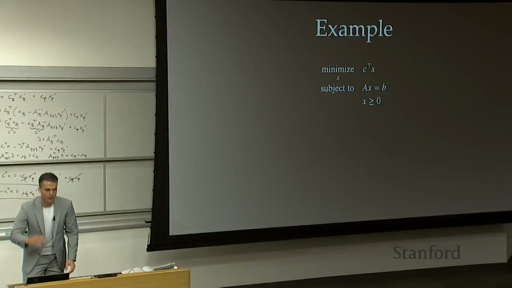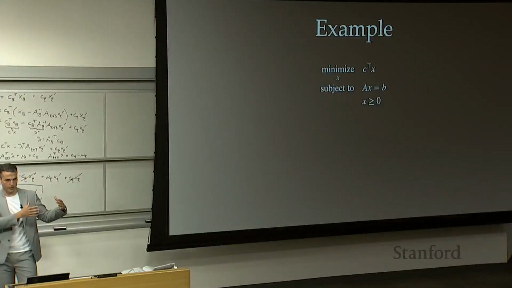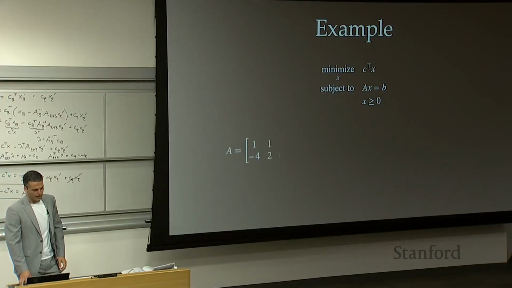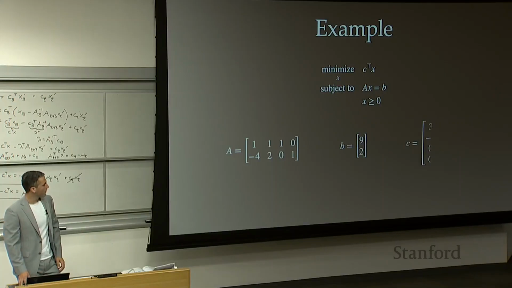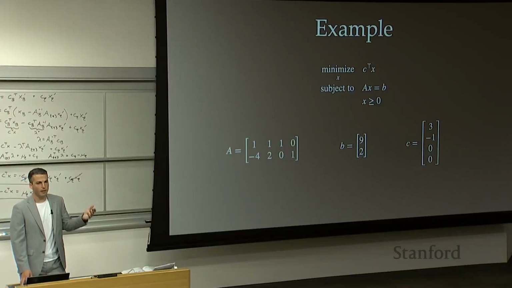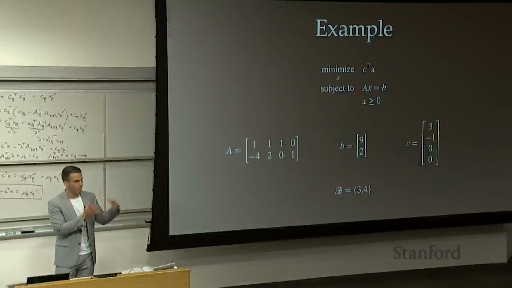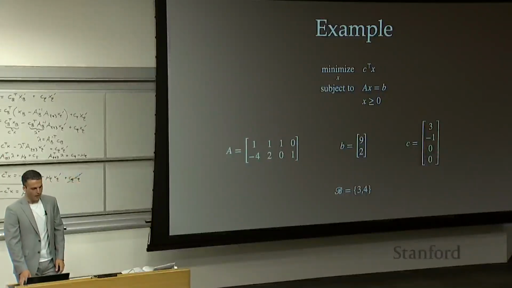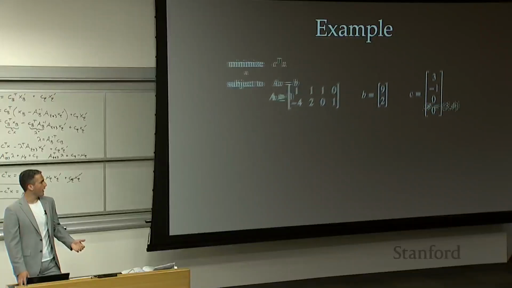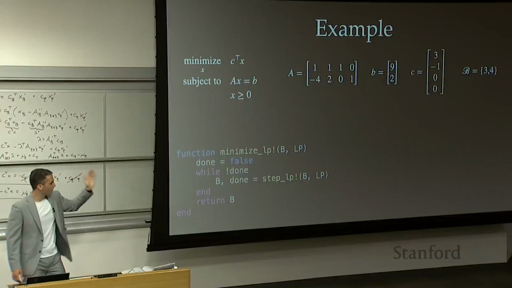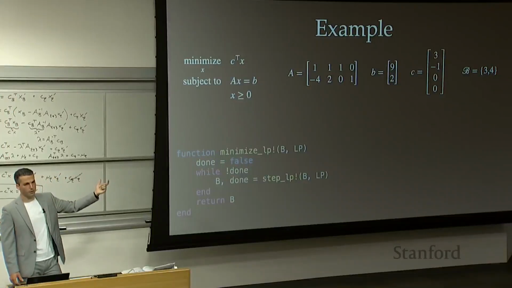Okay, so I think the best way to see this all put together is through an actual example. Again, we're working in this equality form. Let's say that our A, B, and C values are given by these matrices and vectors, and let's say that we have some initial basis, which is 3, 4. In the next phase, we're actually going to have to solve for this, but right now we're just given it. So how this is going to work in the code is we're first going to enter this minimize LP function. The exclamation mark here is Julia convention, denoting that we are going to be modifying the arguments that are passed in. So the basis here will be changing in this function.